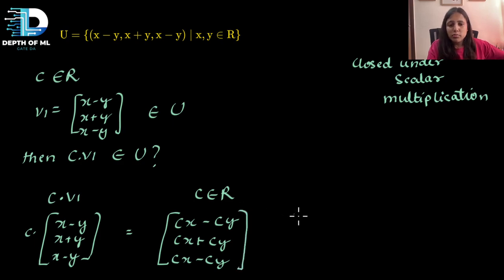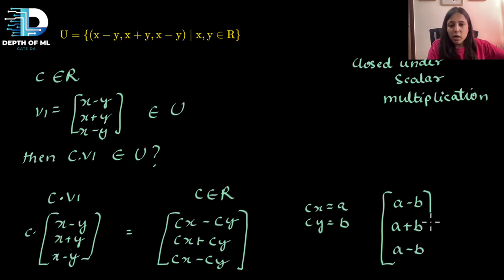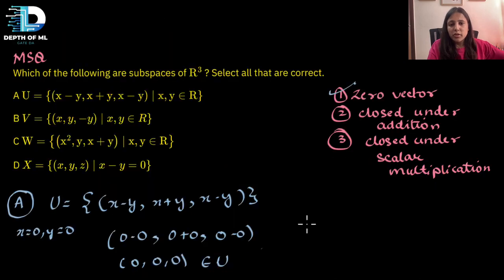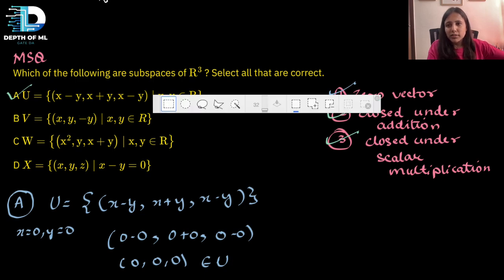Now let's assume that cx is equal to a and cy is equal to b. Okay, so if I assume that, I will have a minus b, a plus b, and a minus b. Now my vector is of the similar form over here, right? This is of the same form. Then I know that this definitely belongs to this form of vectors, definitely belongs to U. Therefore this is closed under scalar multiplication. Okay, so all the three things checked out here. So this is correct, this is also correct, right? So this option is correct. Now we have to check the other options. So let me take the B option over here.